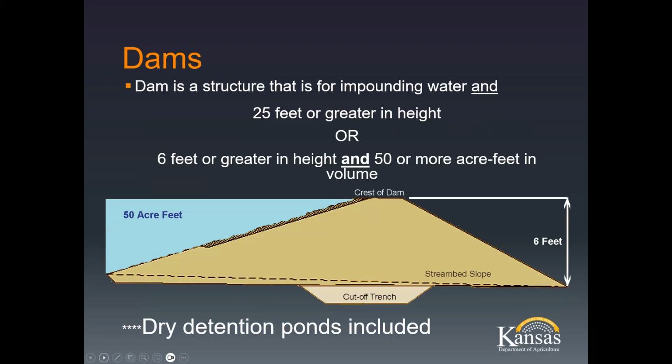So the first thing we're going to talk about is what the definition of a dam is per these laws. A dam is a structure that is for impounding water and is 25 feet or greater in height, or 6 feet or greater in height and has a volume of 50 or more acre-feet. These include dry detention ponds because it says that it is for impounding water. It doesn't say that you have to have water behind it all the time.